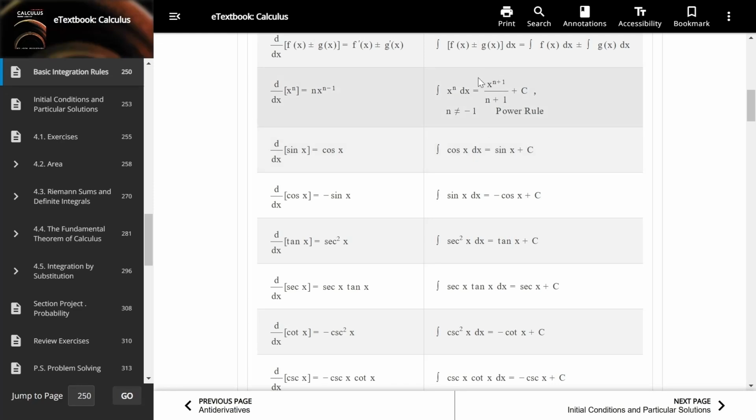Why? Because let's say we want to prove that this is really the function that we are searching for. We just differentiate this. If we were to differentiate x to the power of n plus 1, it will be n plus 1 times x to the power of n, and then that n plus 1 will cancel with the n plus 1 here, and we'll end up with just x to the power of n.